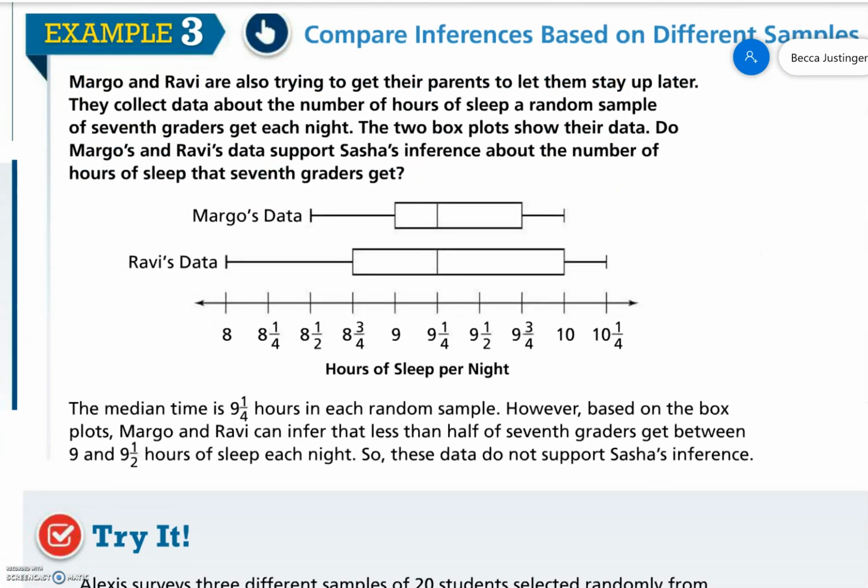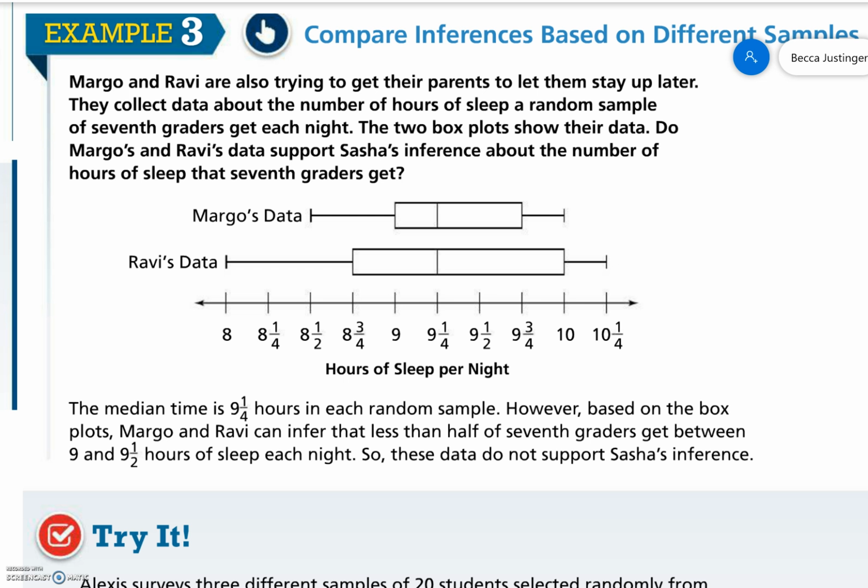Margot and Ravi are also trying to get their parents to let them stay up later. They collect data about the number of hours of sleep a random sample of 7th graders get each night. The 2 box plots show their data. Do Margot and Ravi's data support Sasha's inference about the number of hours of sleep each 7th grader got?